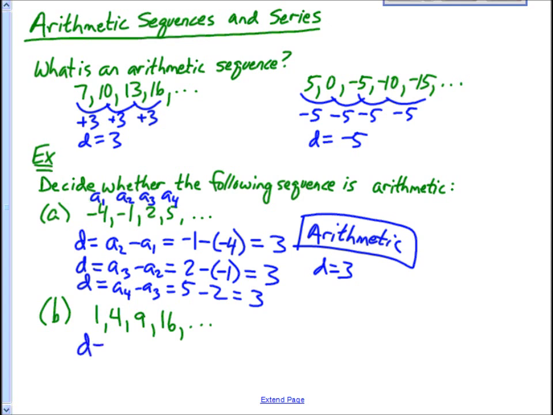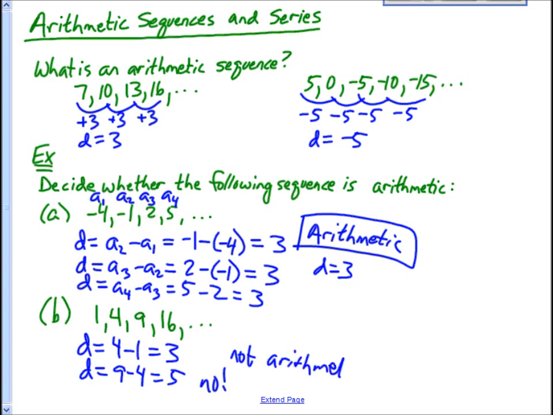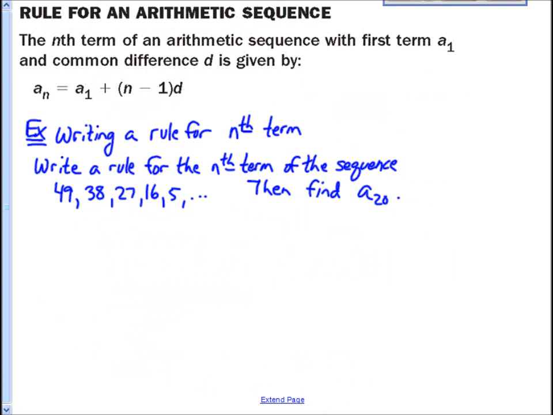All right, how about this one? Second term minus the first, looks like it's 3. Is it the same as 9 minus 4? No, it is not. So this is not arithmetic. Can you see how it goes up by 3, and then it goes up by 5, and then it goes up by 7? So it's not a fixed amount that it goes up by each time. So that is not an arithmetic sequence. It's some other sort of sequence.